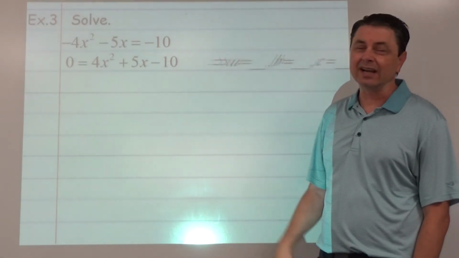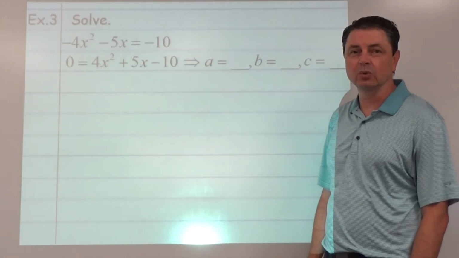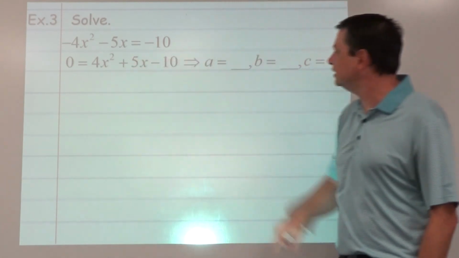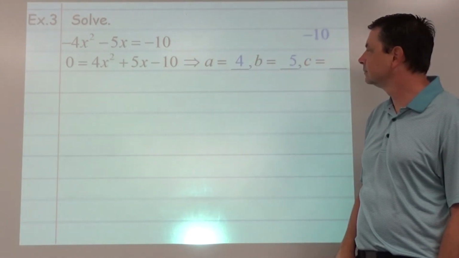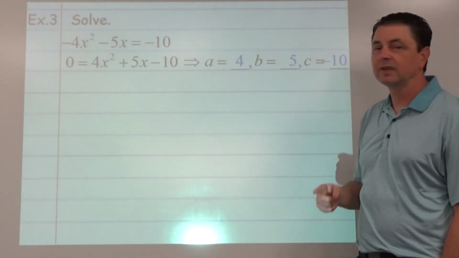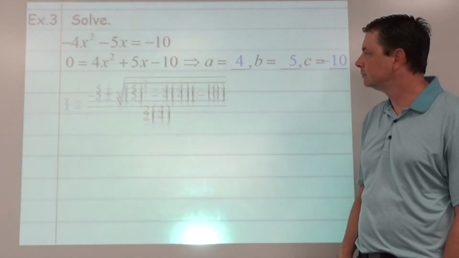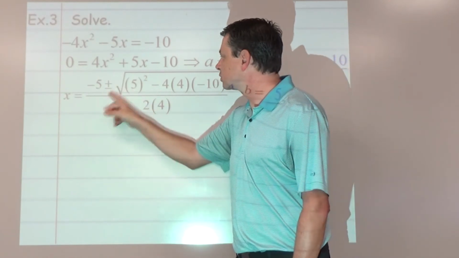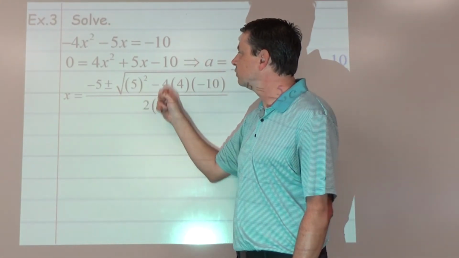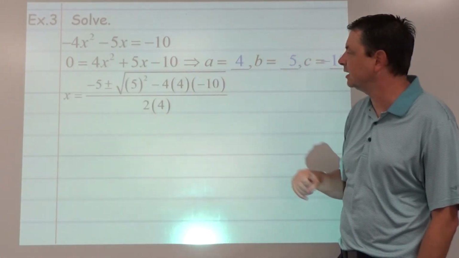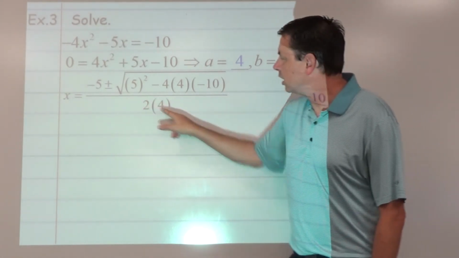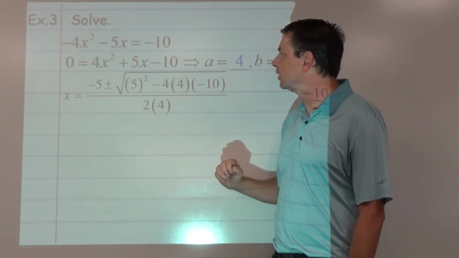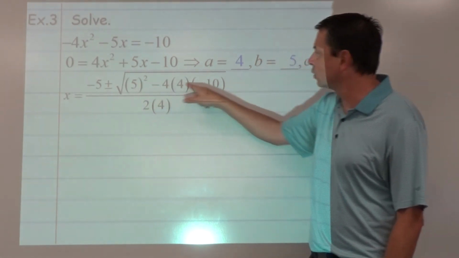We could try factoring. Ooh, I don't think it's going to work. A, B, C. Here we go. So the opposite of B is negative 5, plus or minus the square root of 5 squared minus 4 times negative 10. Again, it's got some negatives there. On the bottom, we got 2 times 4. We know that's going to be 8. So careful there. Here's our calculator work right there.